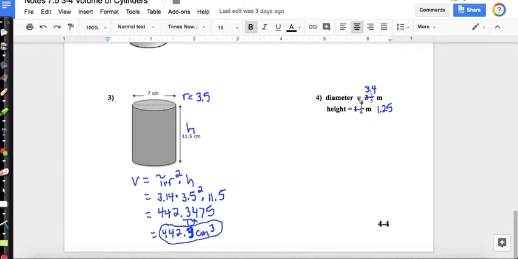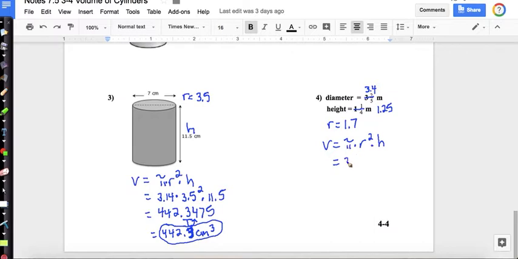Now, I can't plug the 3.4 into the formula. Why? Because it's the diameter. So I have to take half of 3.4, or 3.4 divided by 2, and it's 1.7. Now I'm going to write the formula, and now I'm good to go. Pi times radius squared times height. Now the formula itself doesn't have the dots in it. I like to put the dots because I know that when letters are touching each other, that means multiplication.